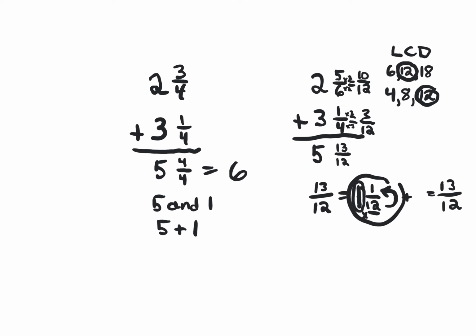But let's look at this, 1 and 1/12. So we can add that now to our whole number 5, because this 1 and 1/12 is the same as 13/12. So instead of 5 and 13/12, I can think of it as 5 plus 1 and 1/12. I add the whole numbers together and get 6, and then our fraction is 1/12.